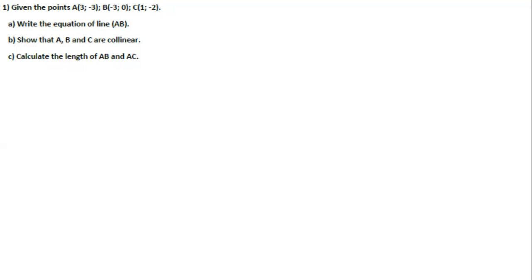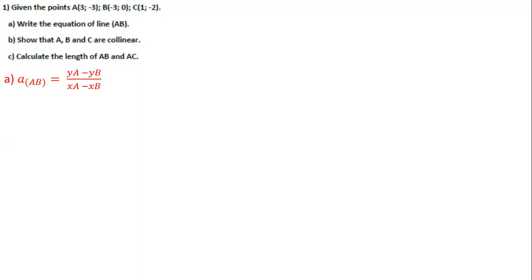The slope of line AB. The slope of line AB is equal to YA minus YB over XA minus XB. This is the rule, Alex. Slope of line AB equals YA minus YB over XA minus XB. We should memorize this rule, Alex.